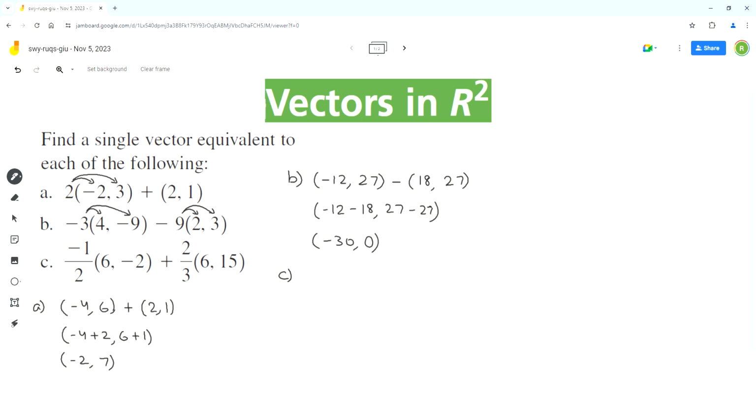So now we can analyze part C. So in part C, we have to distribute the scalar negative 1 over 2 into the vector. So we'll multiply both components by negative 1 over 2. And in the second vector, we'll multiply both components by the scalar 2 over 3. So we can show our steps because here we are multiplying by fraction.